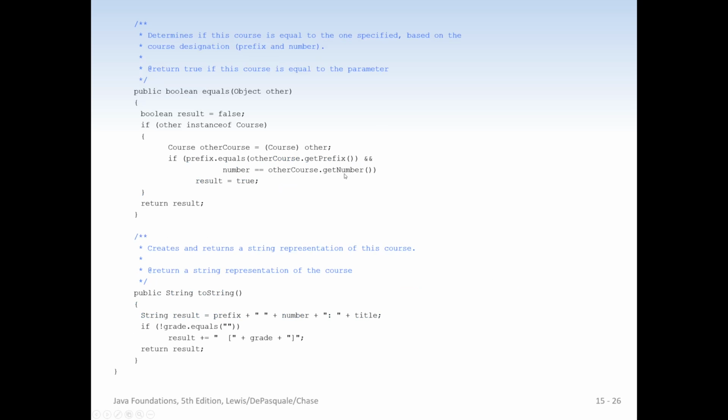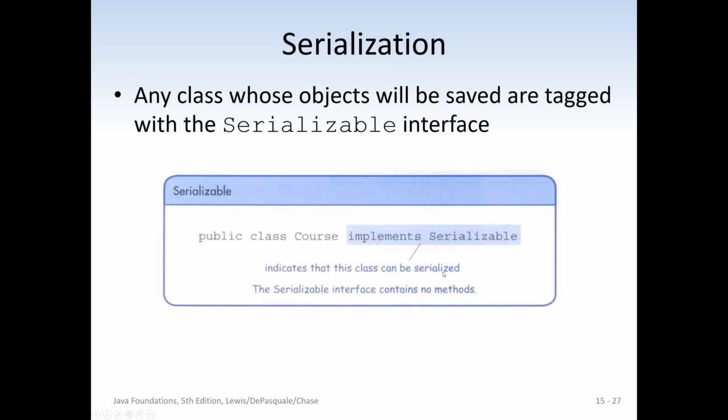Here is our comparison to see if these two things match. So we're going to look at the course prefix and the course number to decide if these things match. I guess the assumption is that the person has only taken a particular course one time, because that's what they're using for their comparator here. Here's our toString to convert it to a string. All right, so again, serialization. If you have a class and you flag it as implementing Serializable, then it can be serialized.